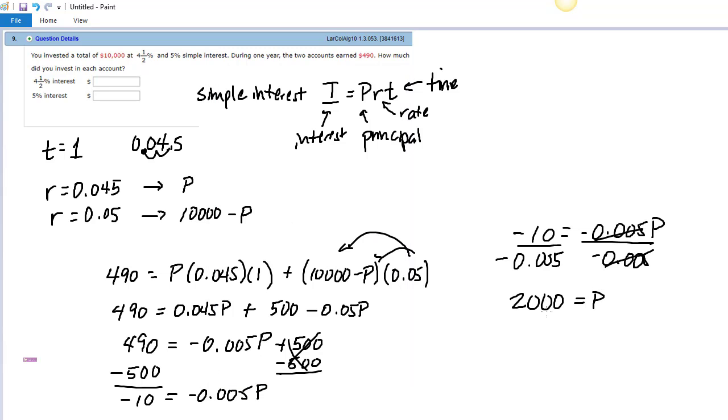All right, so now let's recall that 2,000 is the amount that was invested here. So if P is 2,000, that means we set up P to be the number that corresponded to 4.5%. So we would write 2,000, and then that means the amount invested at 5% is 10,000 minus 2,000. So 10,000 minus 2,000 is, of course, 8,000. And so the two numbers add up to 10,000 as they should, and our interest adds up to 490.